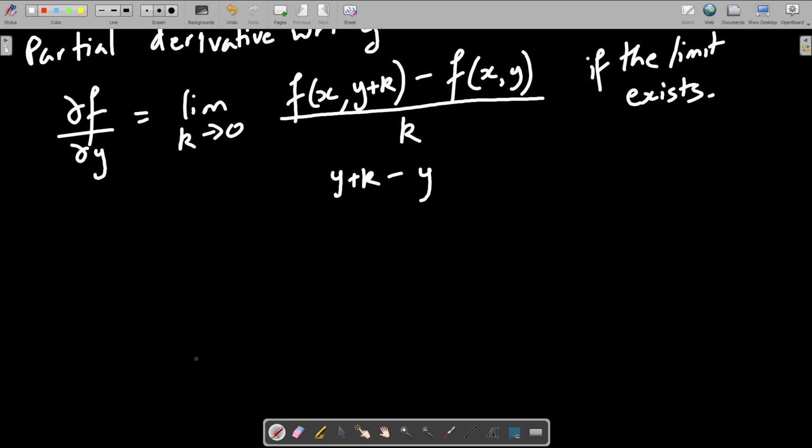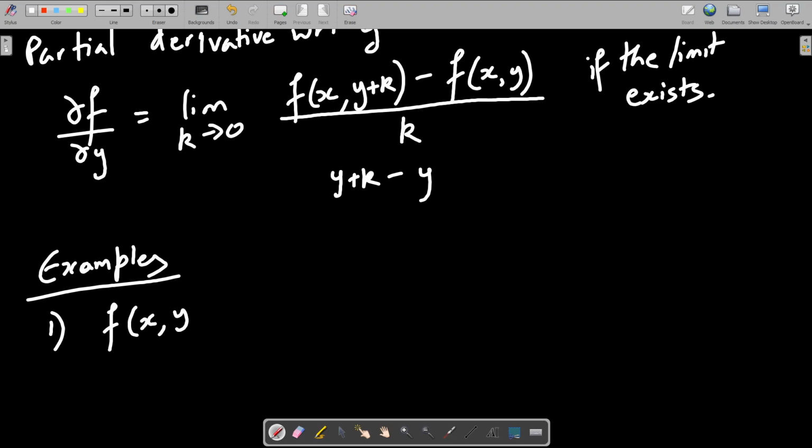Next, we'll see some examples on this. First one, f of x, y we'll take as x square y plus sine of y into cos of x. So we'll take this as a function.